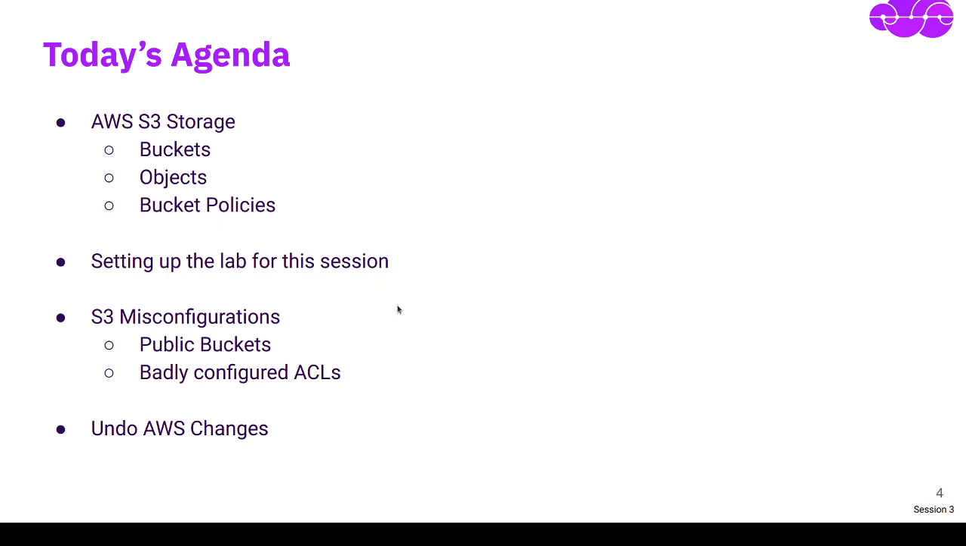We'll set up the lab, the tiny lab here. We'll set that up, and then we'll look at the S3 misconfigurations. And then, as usual, as our class goes, we'll undo the AWS changes that we have done.